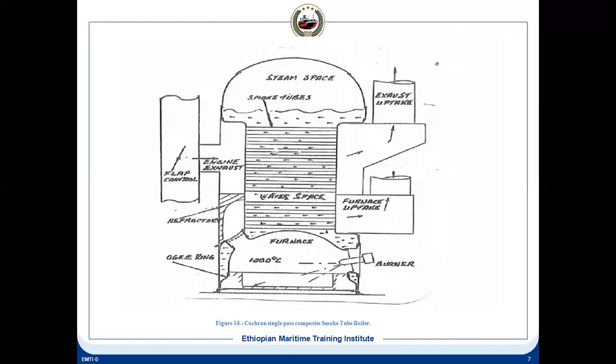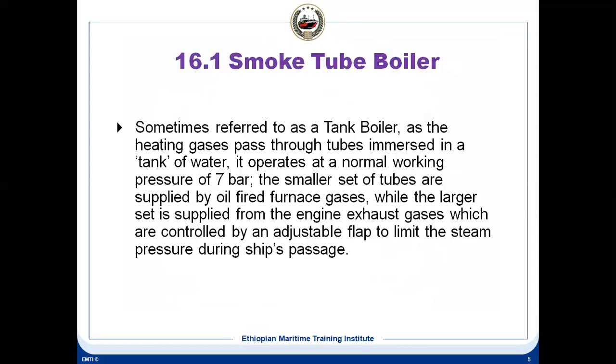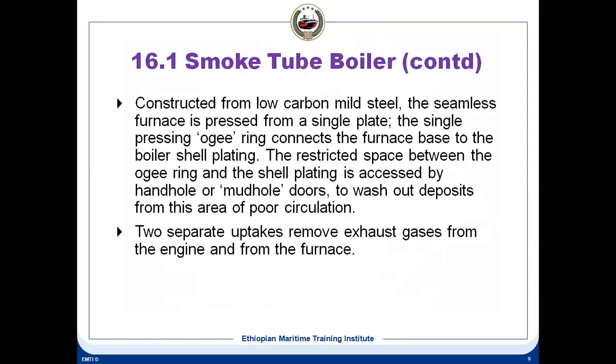So as per the requirement of steam, the flap controls the amount of main engine exhaust flue gas which will pass through the larger number of smoke tubes, as compared to the number of smoke tubes in the furnace. And then the steam which is generated goes into the steam space, and then it is let off through the main steam stop valve to various services.